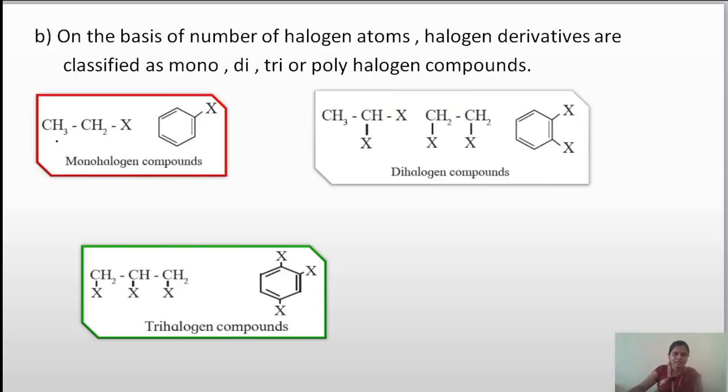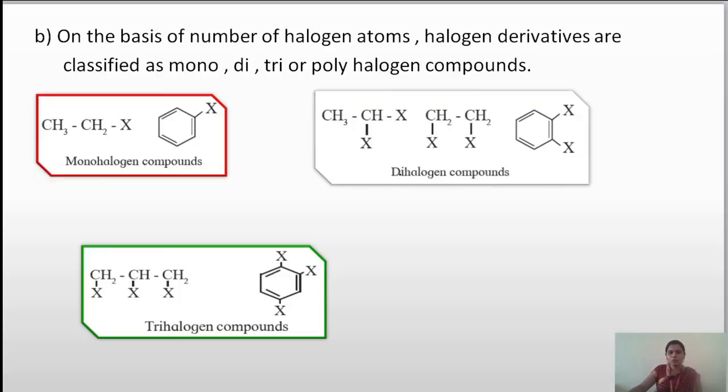Here in this structure, CH3CH2X, only one halogen is present, so this is a compound of monohalogen type. Here also only one halogen is present in this compound, so this is a compound of monohalogen type. Next type is the dihalogen compound. Again the name itself indicates the meaning of the word.